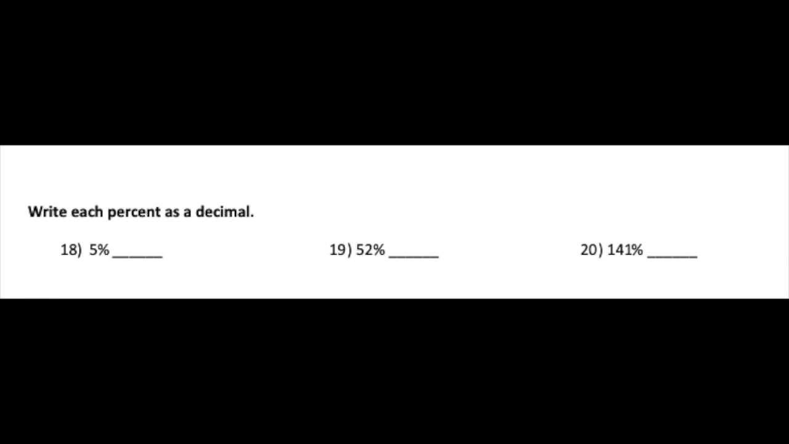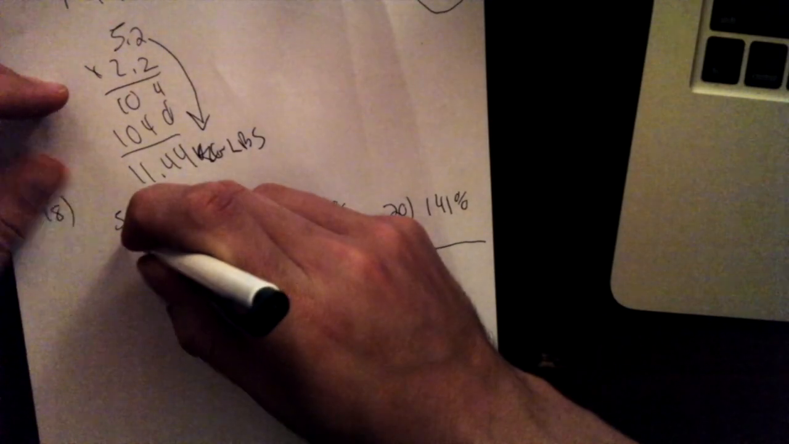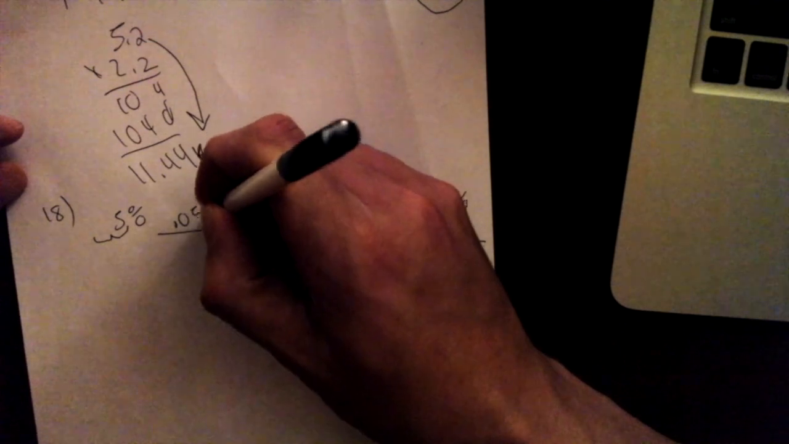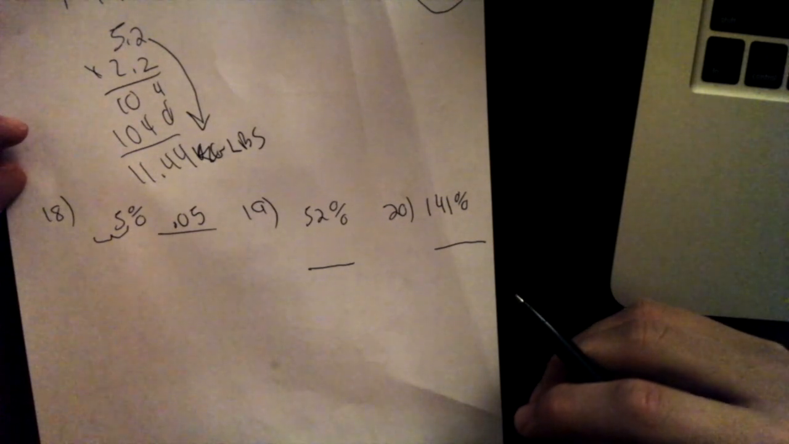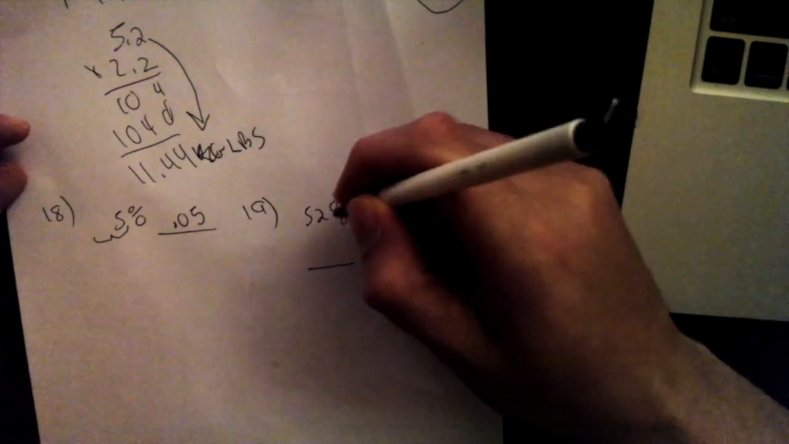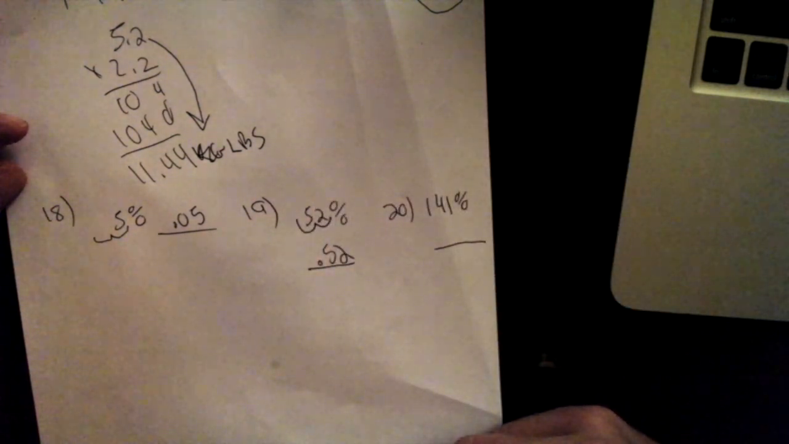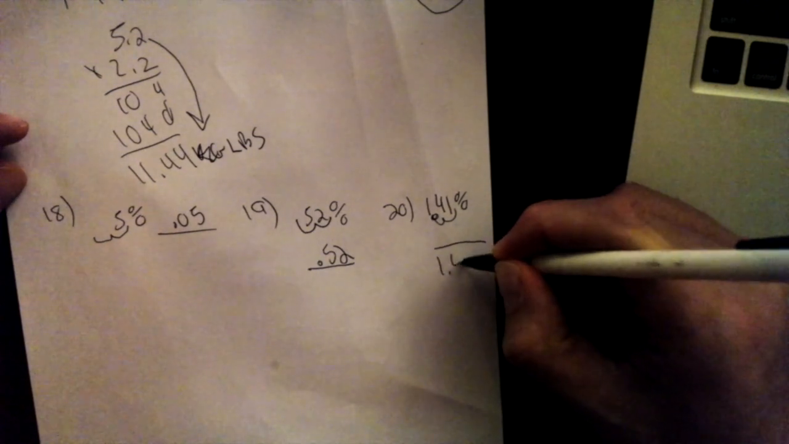All right, for questions 18, 19, and 20, we are asked to convert from a percent to a decimal. So starting with number 18, 5%. So you've got to move it 2 places from the right. So imagine that there's a decimal here, 1, 2. So we end up with 0.05. Number 19, 52%. Same thing. From the right, 1, 2. 52 hundredths. And then from the right, 1, 2, 1, and 41 hundredths.